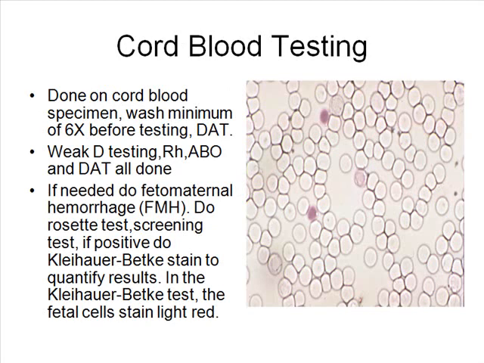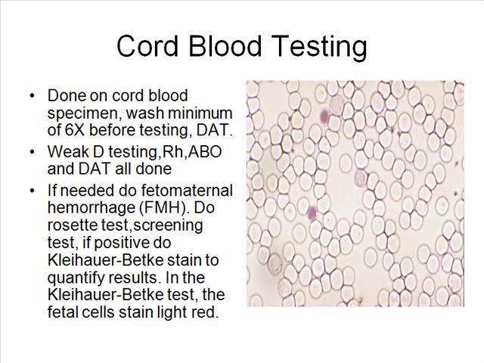So you have to calculate, and there is a calculation to use for determining RhOGAM. Remember, what you have to do is the Kleihauer-Betke test. So this is different than the fetal maternal rosetting test. They do the rosetting test to see if there are infant cells. Then you have to determine how much. So with the Kleihauer-Betke, you're going to count them.